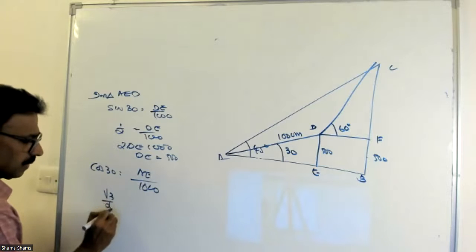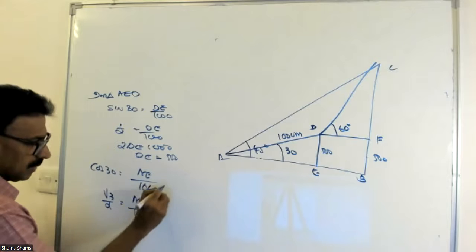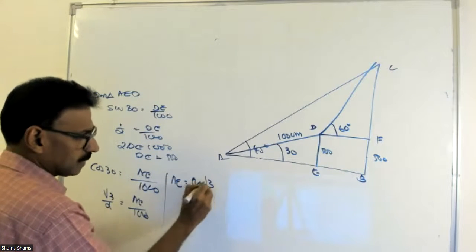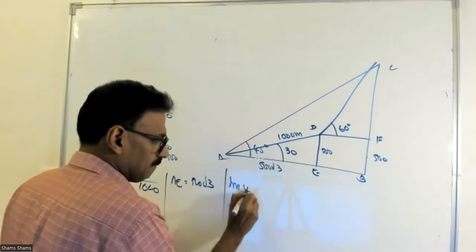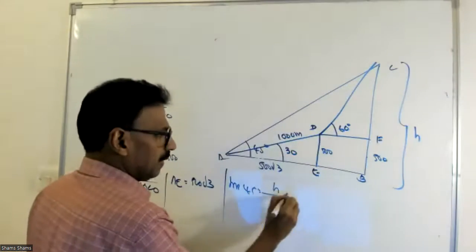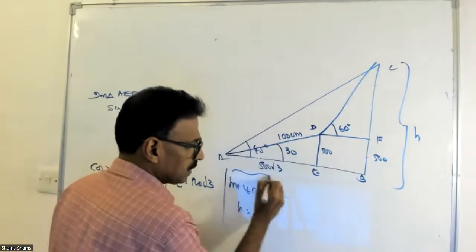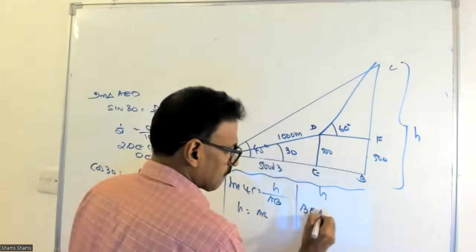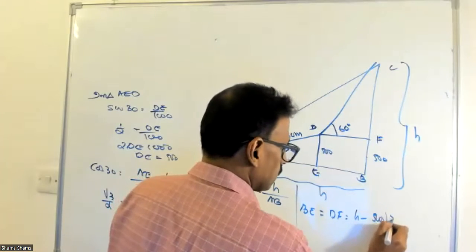Root 3 by 2 equal to AE divided by 1,000. Therefore, AE equal to 500 root 3. Okay, then tan 45, this one we consider as H. H by AB, so H equal to AB. Therefore, BE equal to DF equal to H minus 500 root 3.